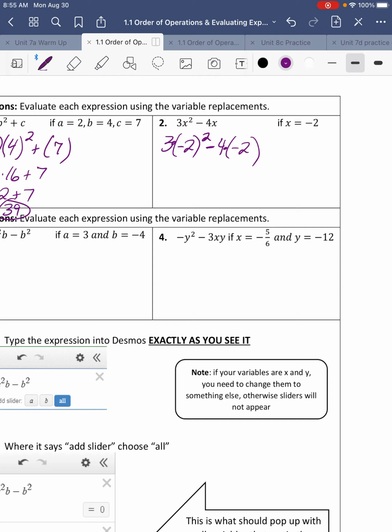We have exponents, so negative 2 squared is positive 4. I'll keep it in parentheses. You don't need to have it in parentheses as long as you have a multiplication symbol there. And now we have multiplication, 3 times 4 and 4 times negative 2. 3 times 4 is 12. Bring the subtraction down. 4 times negative 2 is negative 8. And you can look at that as subtracting the negatives is the same thing as a plus. Or you could think of it as the opposite of negative 8, which is positive 8. So this is really like 12 plus 8, which is 20.